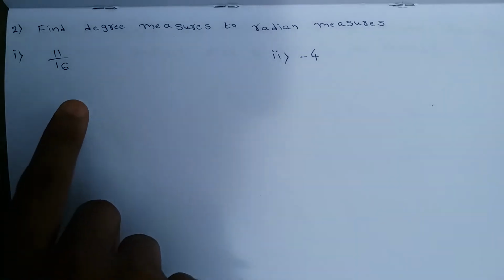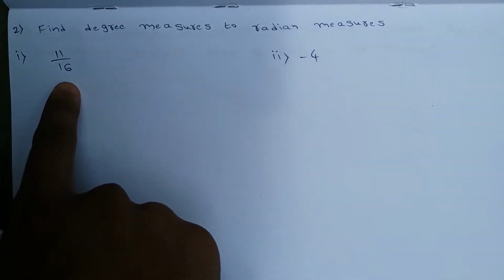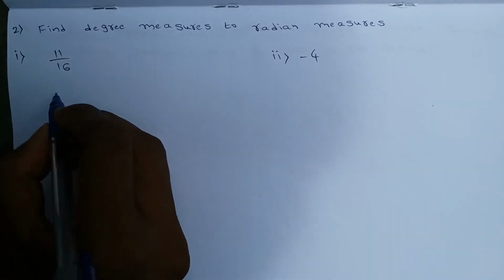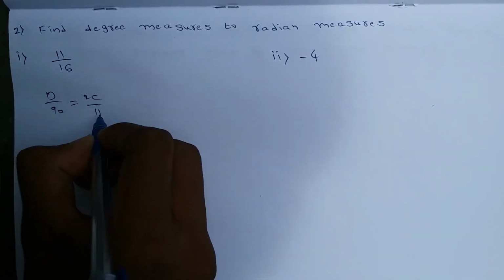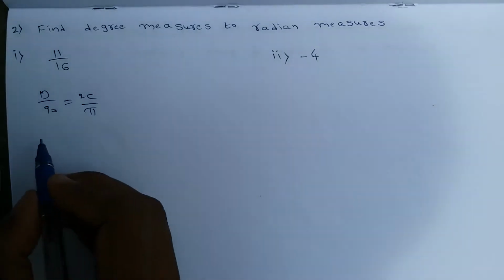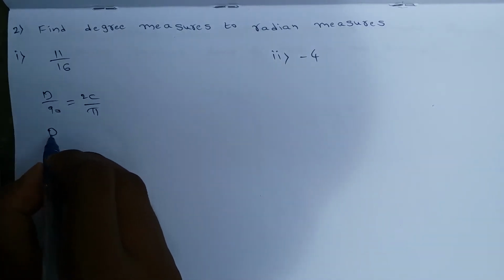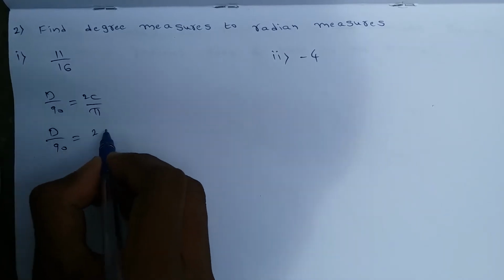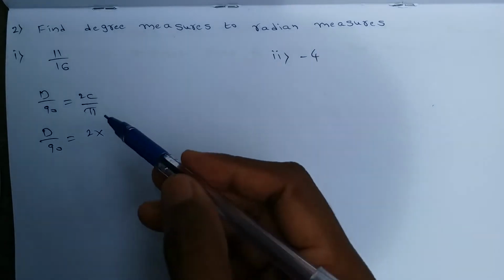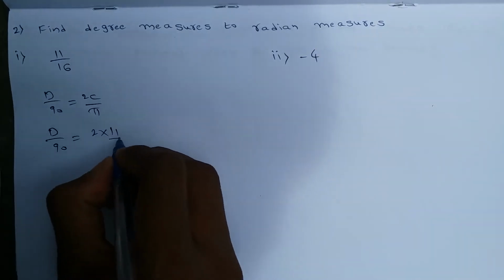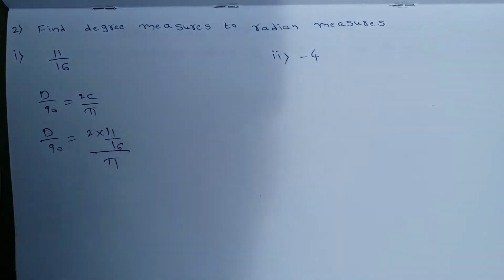Okay, come to the next question. Now here in the question itself they gave radians, we need to change to degrees. Convert 11 by 16 radians to degrees. So same formula again, d by 90 is equal to 2c by pi. D we need to find out, so as it is, d by 90 is equal to 2 into c, which is nothing but the circular system or radian. So in the place of c, 11 by 16 whole divided by pi.